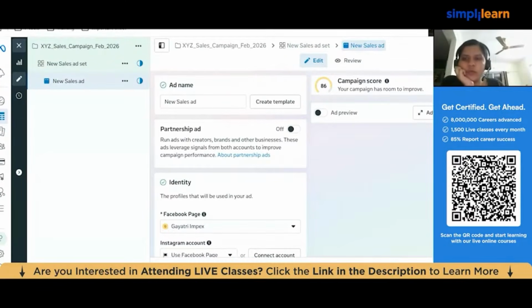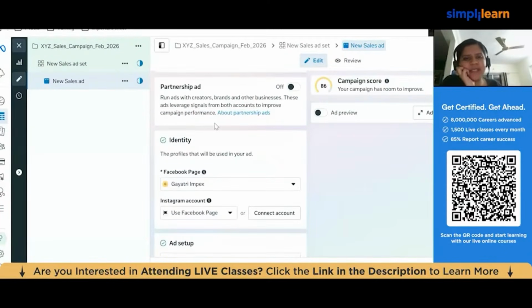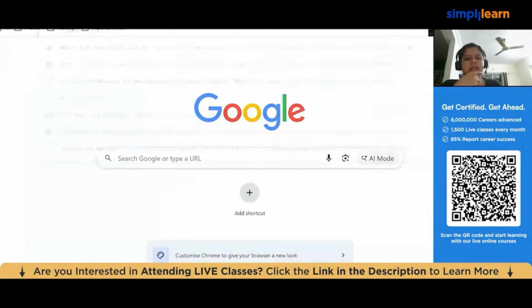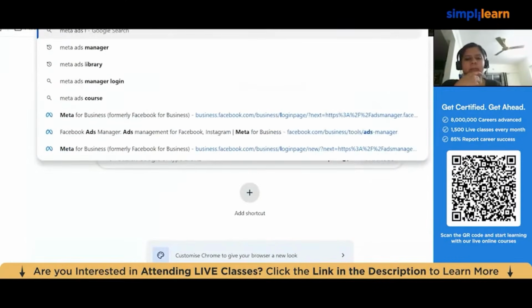So now we'll move towards the final stage, which is creating our ads. Okay. Now for ad creation, guys, it's pretty easy. You just have to fill in the details over here. It's not that complicated. This thing that you could see over here is a partnership ad, this is the one that you see. Let me just show you what exactly is a partnership ad.